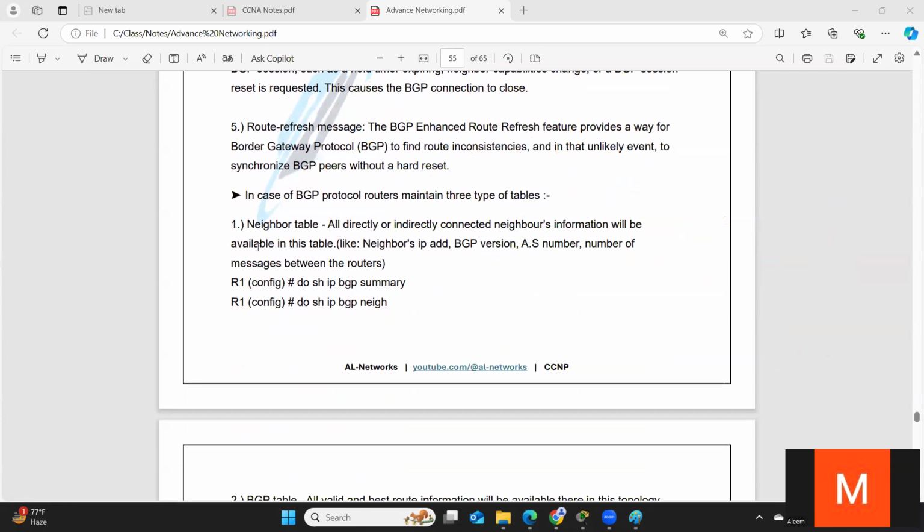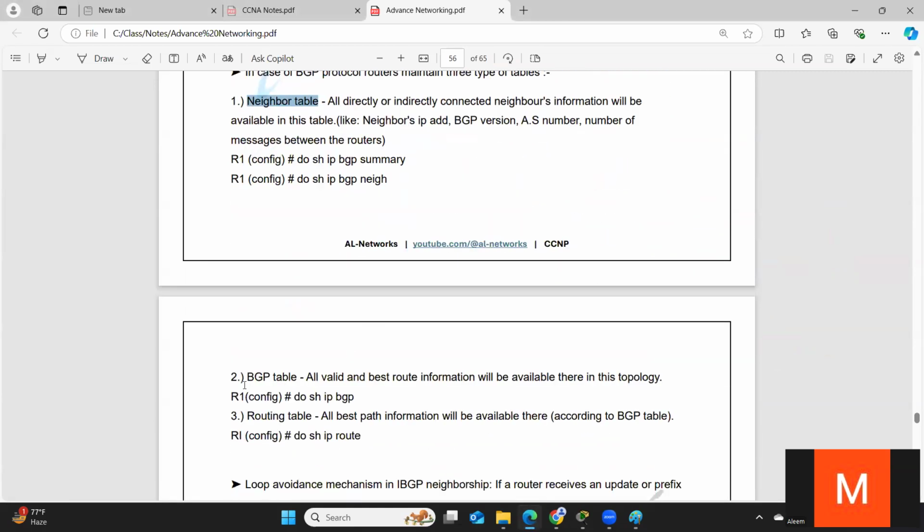In BGP, three types of routing tables are maintained. The neighbor table is there as usual, and the BGP routing table is there, that is the BGP-specific routing table. Apart from that, we have a global routing table.